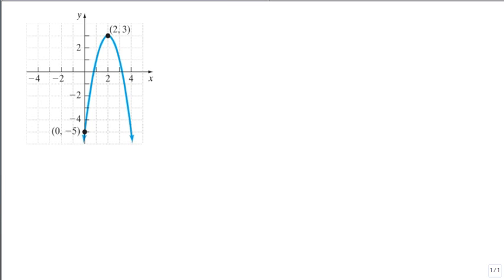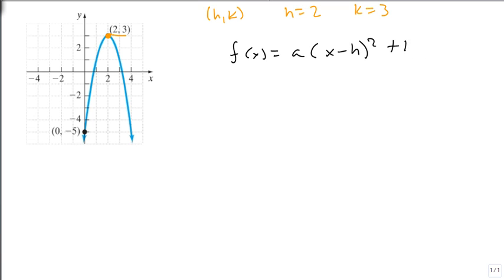And we notice that we have our vertex already at (2, 3). So remember, our vertex is (h, k), which means we already know that h is 2 and k is 3. And so we want to write this in transformational form. And so we can plug in our values that we know now. So we know that f(x) is equal to a times (x minus 2) squared plus 3.